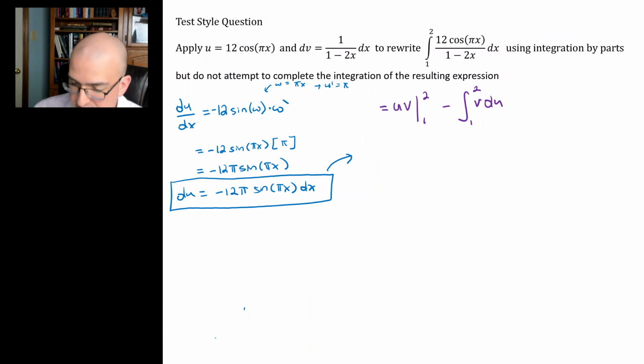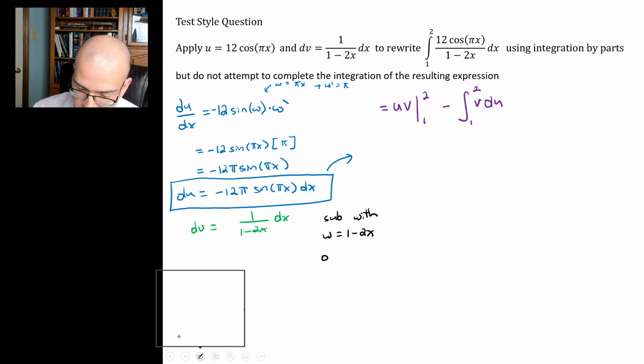We also will need v. So we start with dv equals 1 over 1 minus 2x dx. And this is a tougher one to do. How do we integrate this? I'm going to use substitution. Sub with w equal to 1 minus 2x. So I guess I should do the integral part too.